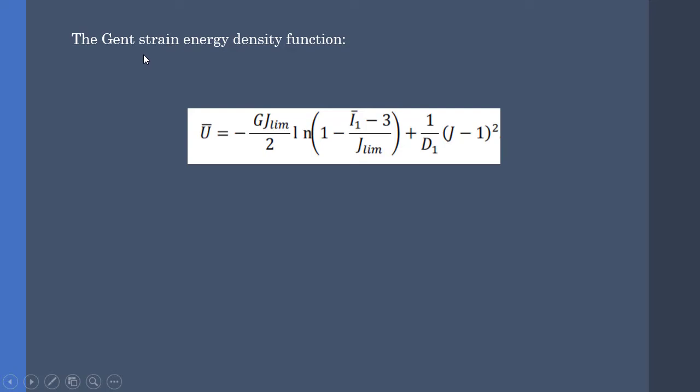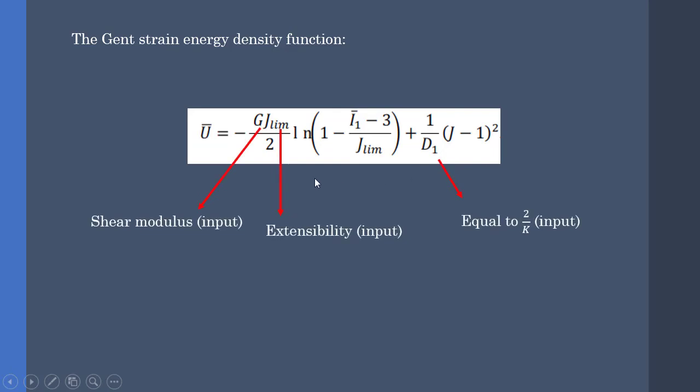So the Gent strain energy density function is according to this relation. We need three inputs for this equation. First the shear modulus, then the extensibility, and the last one is equal to 2 divided by the bulk modulus. Note that this is the bulk modulus of an incompressible material.